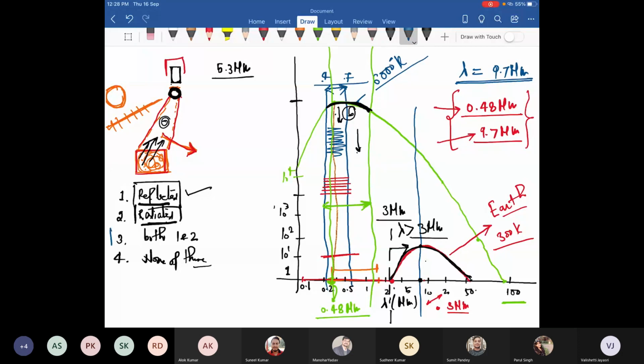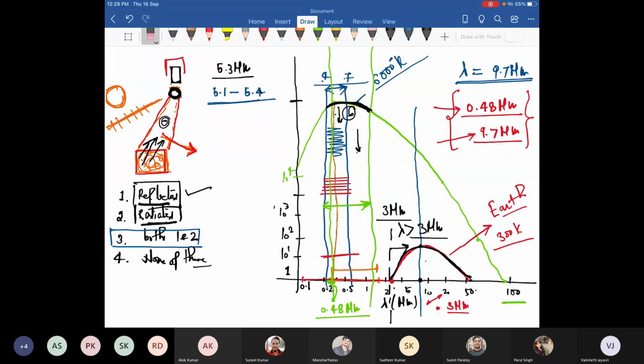Okay. The third option is correct. See, it's a simple problem of mathematics. 5.3 micrometer, let's say the range is from 5.1 to 5.5, let's say. So in this case, the bandwidth will be 0.4 micrometer.